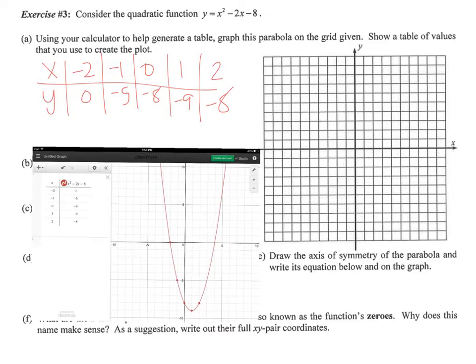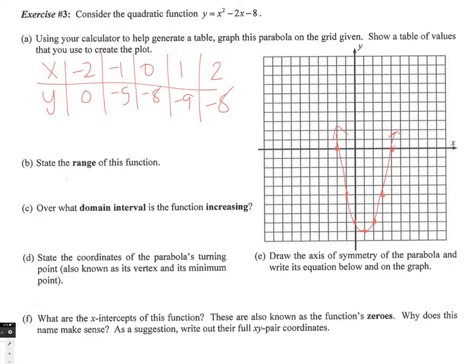So when x is negative 2, y is 0. When x is negative 1, y is negative 5. When x is 0, y is negative 8. When x is 1, y is negative 9. And then when x is 2, y is negative 8. And you'll see that we can actually create our own symmetry from here. So we now have this graph. I'm going to move this off the screen. So we're going to look at this range.